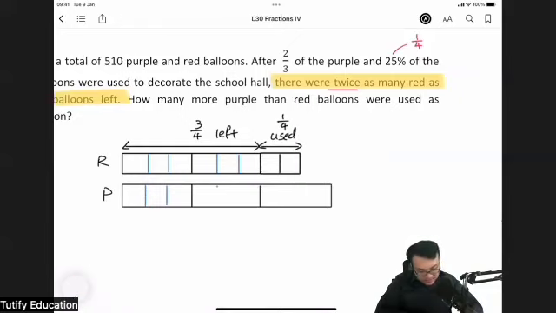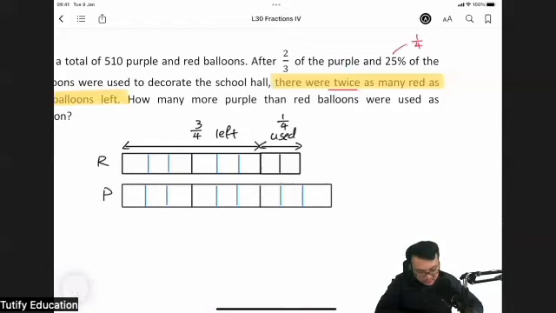You notice that I started drawing from how many units are left, because the question already said there are twice as many red balloons left. Actually, I started with this that is left. Let me just label it.